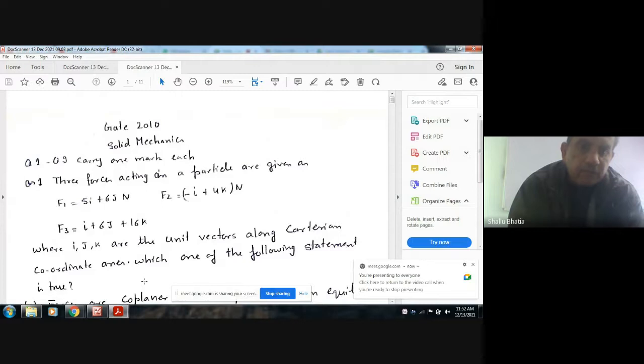In this session, we will solve the solid mechanics paper of GATE 2010. Okay. So, question 1 to question 9 carry 1 mark each.